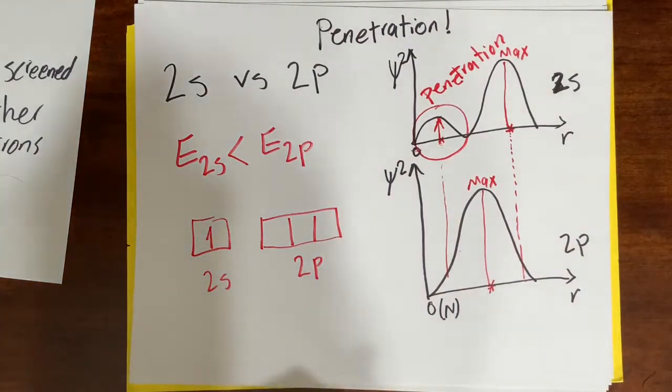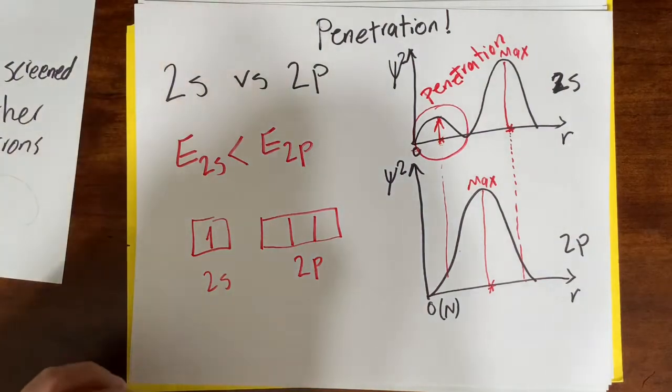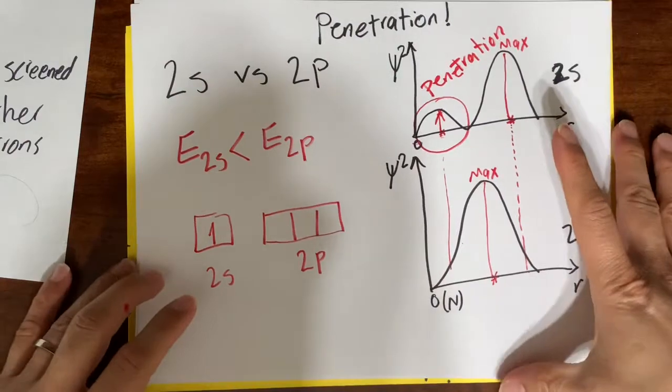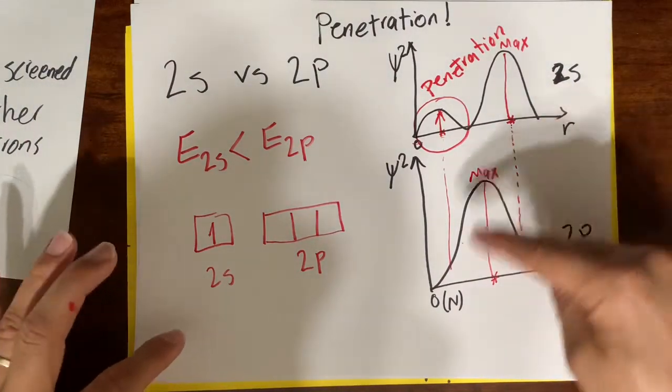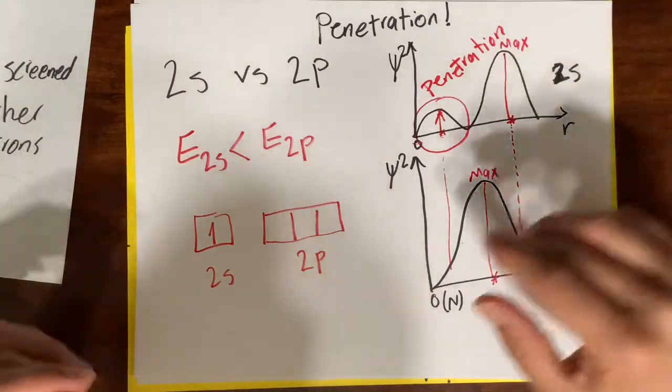So from now on, whenever I want to consider 2 orbitals that belong to the same level of energy, I need to consider the penetration. If there is penetration, then be careful about it.